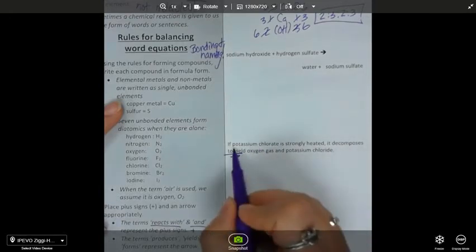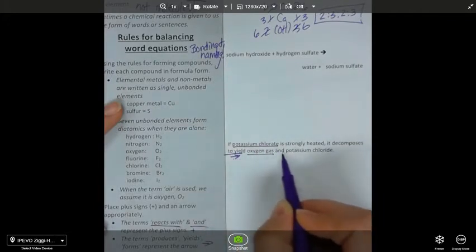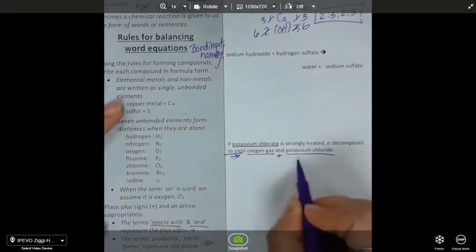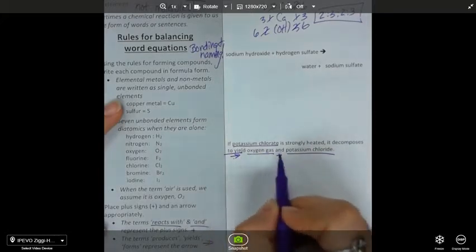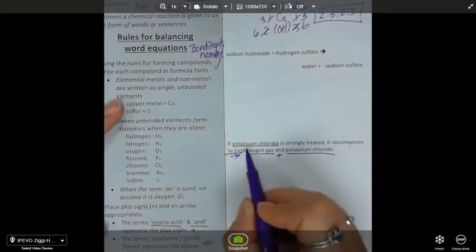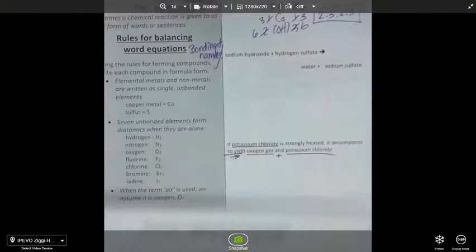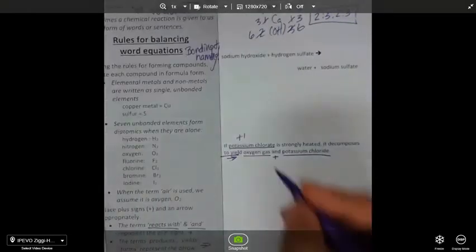Oxygen gas. So here's my first reactant. Then my arrow, oxygen gas, and what does and stand for? And is the plus sign, potassium chloride. Okay, so I have one reactant, then my arrow, then two products. So potassium chloride, I have to figure out what that is. Potassium, as we already know, is in group 1, so it's +1. And chlorate is a polyatomic, ClO3 -1.